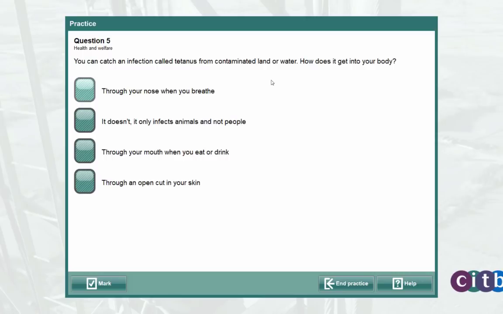You can catch an infection called tetanus from contaminated land or water. How does it get into your body? Through your nose when you breathe. It doesn't. It only infects animals and not people. Through your mouth when you eat or drink. Through an open cut in your skin.